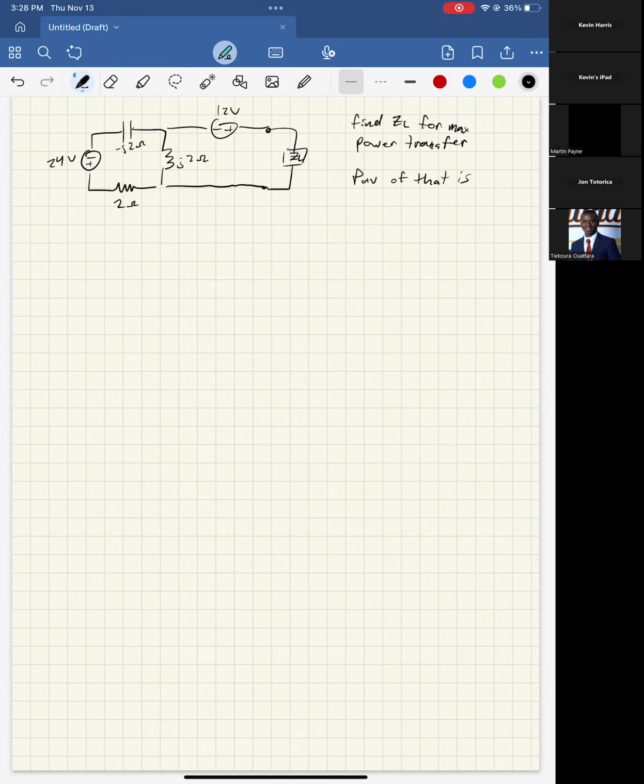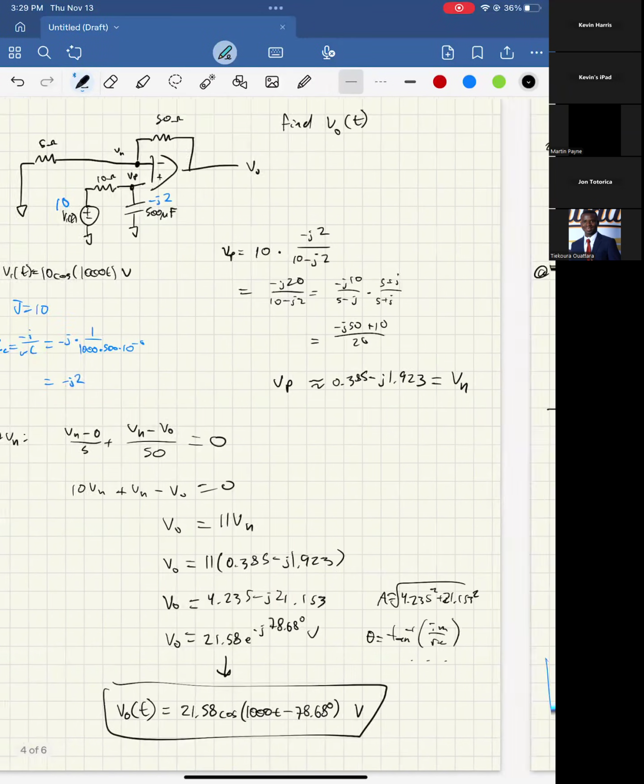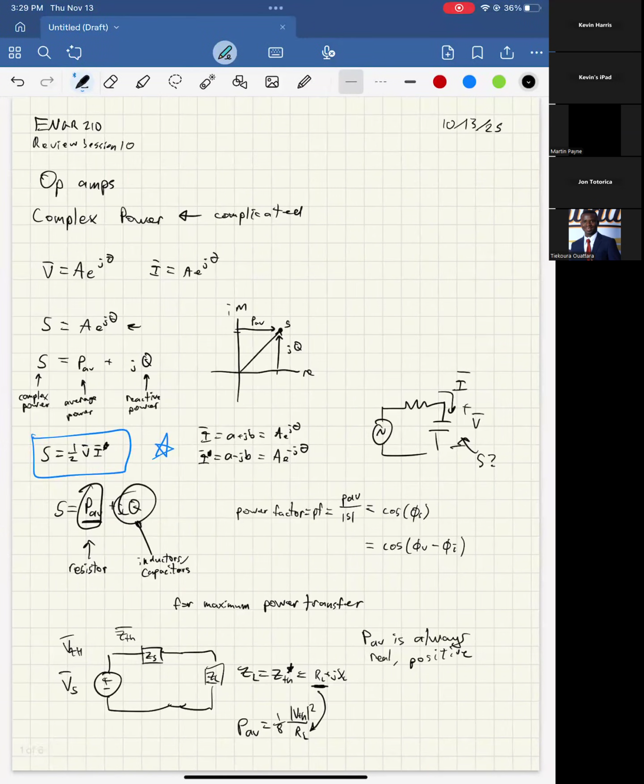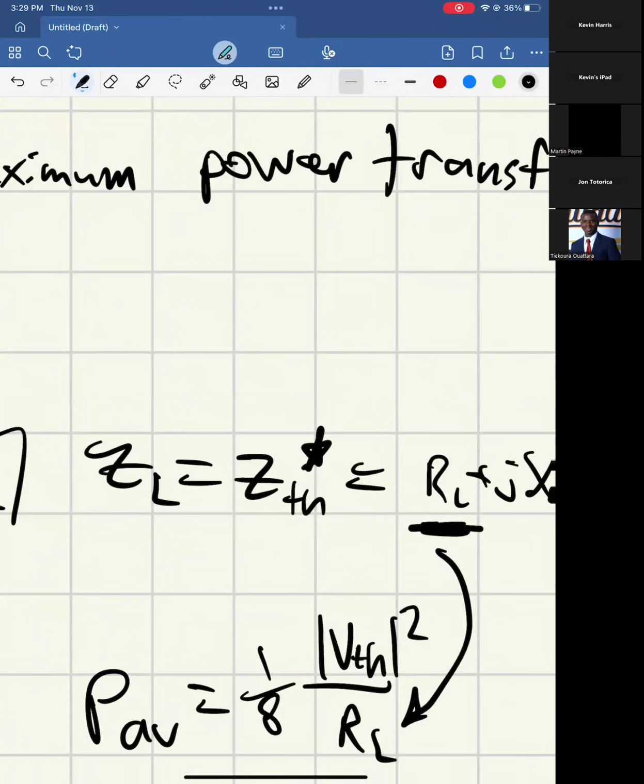So to do this, as I said before, you kind of just want to do the Thevenin equivalent to find the equivalent or like the Thevenin impedance and then find the power based off that. So let me refer back to that. So I'll copy that equation over. Where were we? Is it this? Nope. It was on this page. Yeah. 1/8 VTH squared over RL.